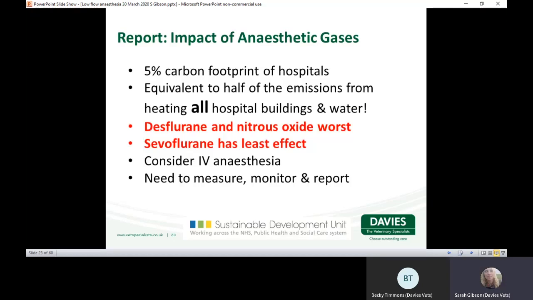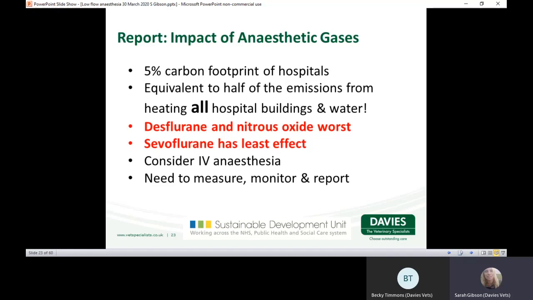The Sustainable Development Unit has a report available online called the Carbon Footprint from Anaesthetic Gas Use. So they have calculated the environmental impact of gases used in the healthcare system in the UK. And they identified that anaesthetic gases are potent greenhouse gases. There are some quite surprising findings.